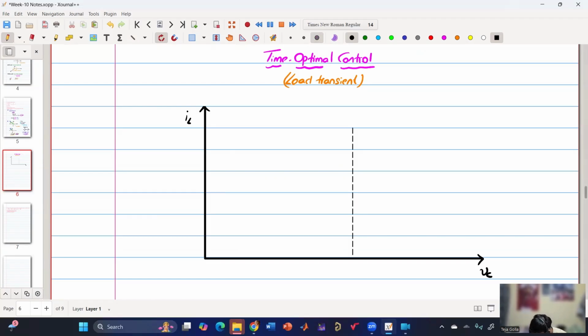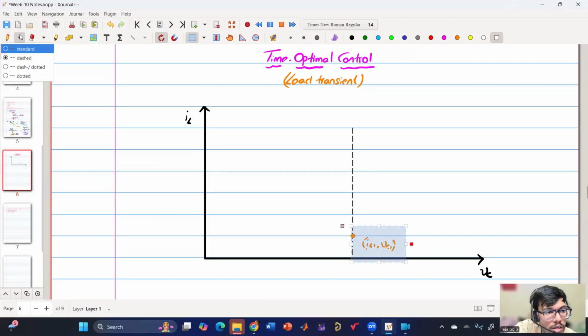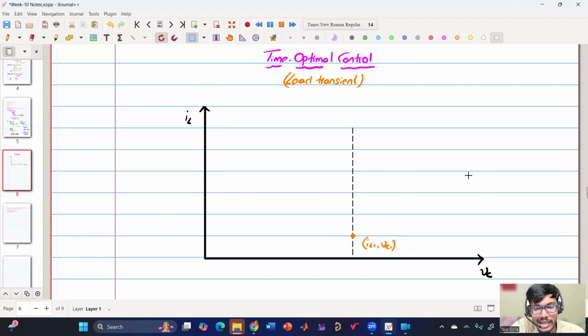So initially, you can say that my initial equilibrium point is this, which is IL1 comma VC1. Now my load current has increased, but my output voltage should be regulated at the same value, right? It cannot vary because my controller must ensure that the voltage is regulated. I am reaching this point, which is IL2 comma VC2.